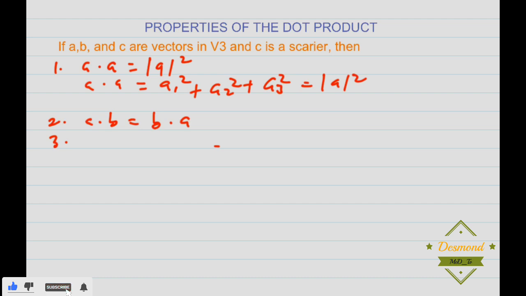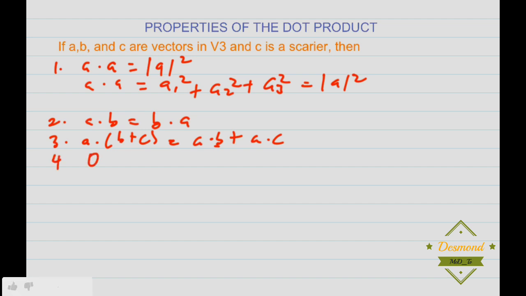Property 3, if you have A dot (B plus C), then A dot B plus A dot C. These are the properties that you need to keep in your head for the theorem that we're going to talk about. Very, very important. So what about property 4?